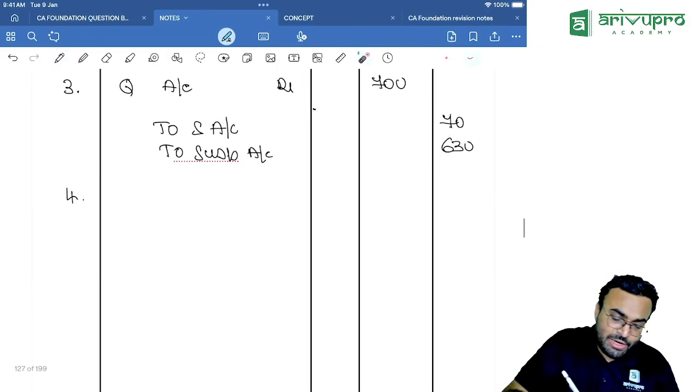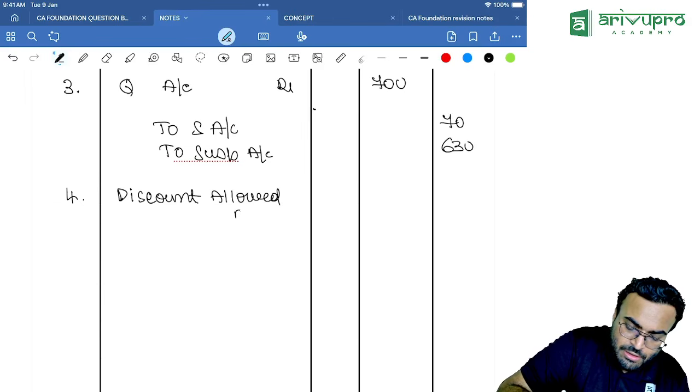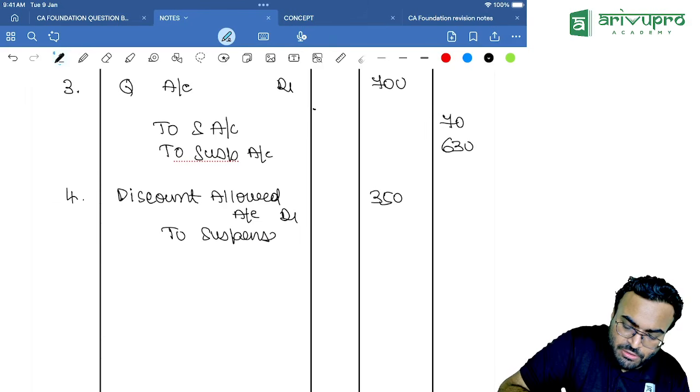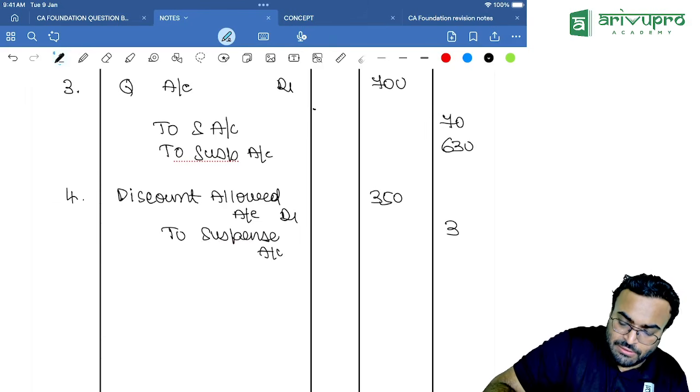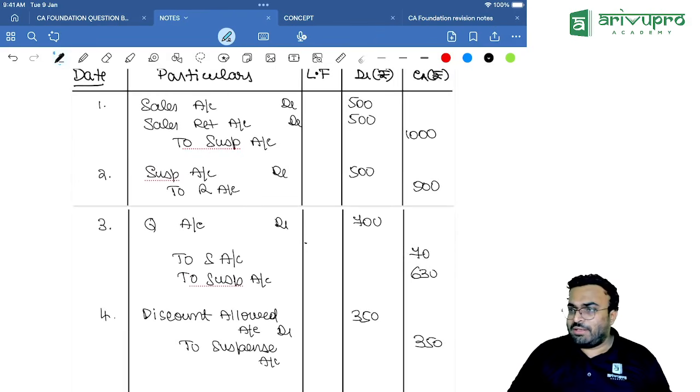So now we will go and write discount allowed account debited 350 to suspense account 350. That should be it. 4 marks, 4 entries.